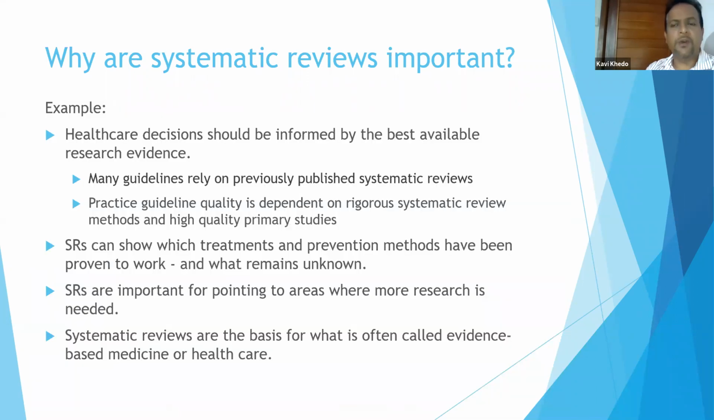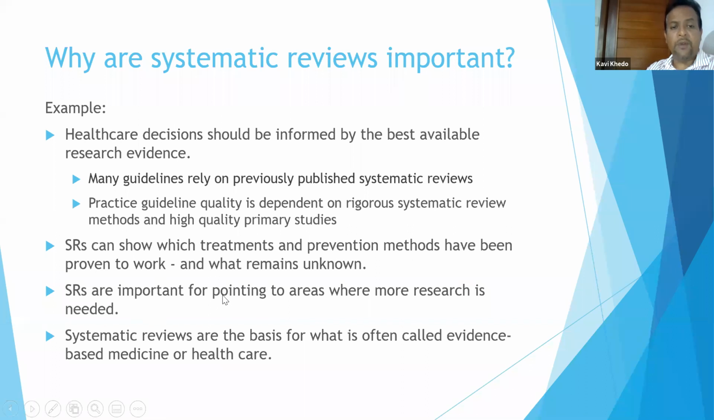This is just to convince you in a specific area like healthcare. We use systematic reviews, so healthcare decisions should be informed by best available research evidence. If we have that evidence, where do we get it? We won't be able to go and read each one. If people have already done those systematic reviews, then we get it very readily. Systematic reviews can show which treatment and prevention methods have been proven to work. I've already given you this example.